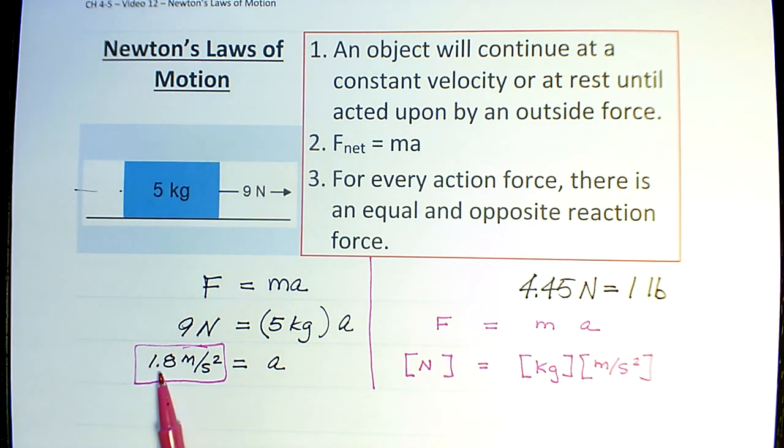In fact, to make a connection to the last couple of sets of videos, if this is velocity in time, 1.8 would represent the slope of this line right here.